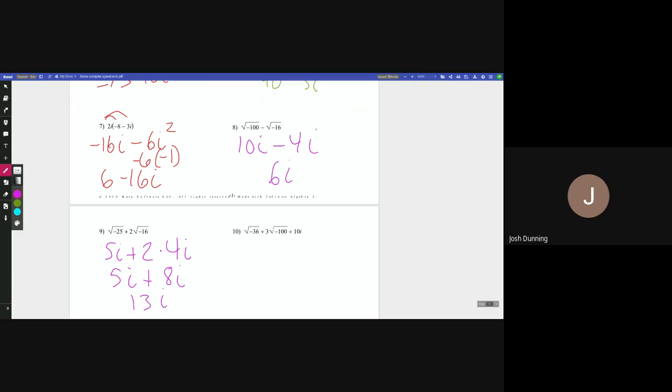Hopefully this isn't too bad. Then 10, that's 6i plus 3 times square root of 100 is 10 with the i. Then bring the plus 10i down. Got to multiply, that's 30i. Bring the others down. 6 plus 30, 36 plus 10, 46i.